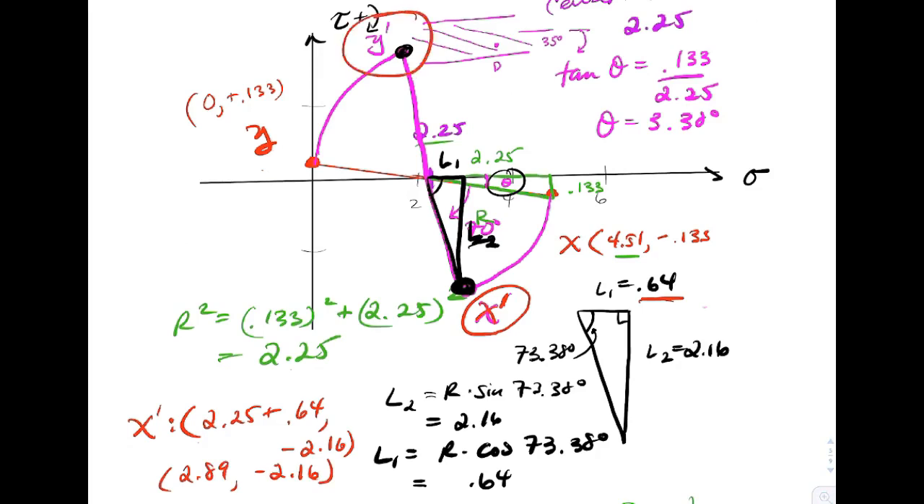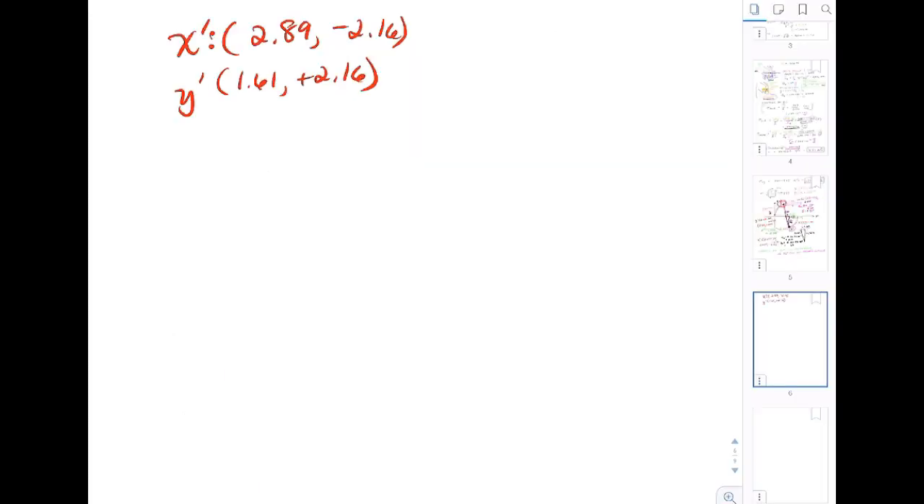Up here at y, very similar. The y prime point is going to be the center, and we're going to subtract L1, 0.64, and it's sitting at a positive shear stress. It's up there on the positive above the horizontal axis. So it's going to be plus 2.16. So the coordinates of that point are 1.61, comma 2.16. So to finish, we'll draw the rotated stress state.